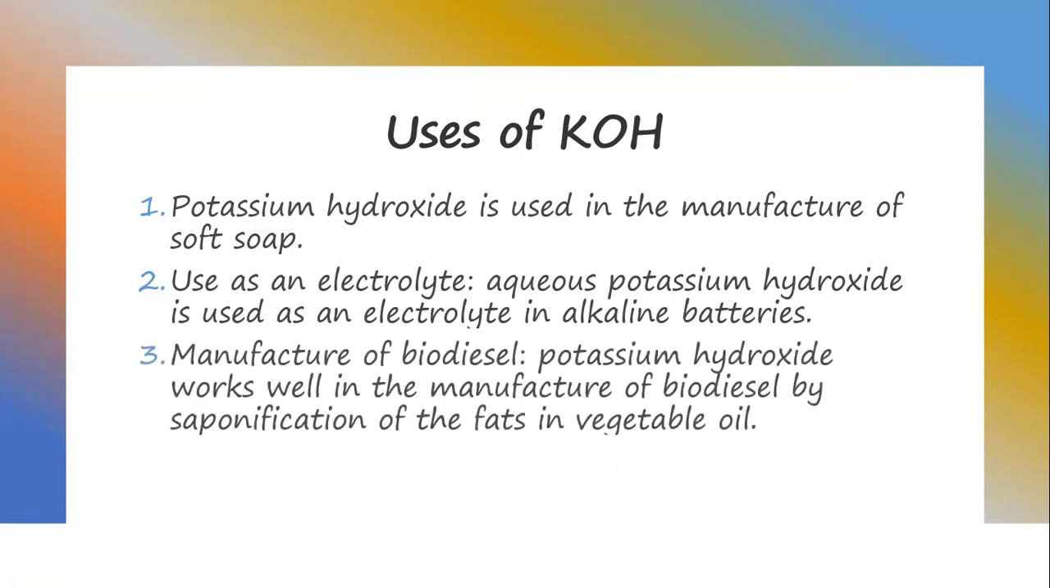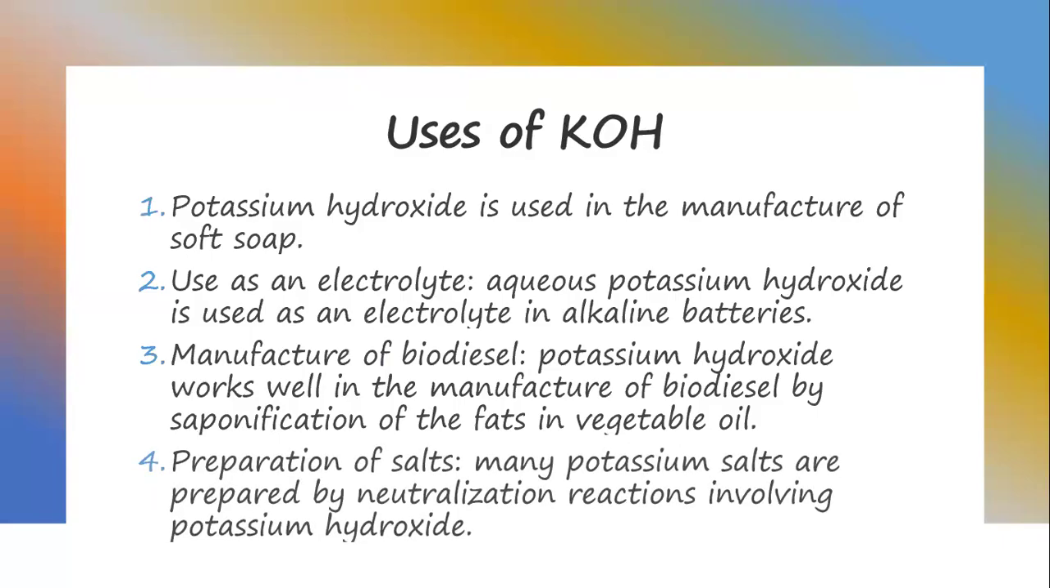Also, manufacture of biodiesel. Potassium hydroxide works well in the manufacture of biodiesel by the saponification of the fats in vegetable oil. The other use of potassium hydroxide is in the preparation of salts. Here, talking about many potassium salts, they are generally prepared by neutralization reactions involving potassium hydroxide.